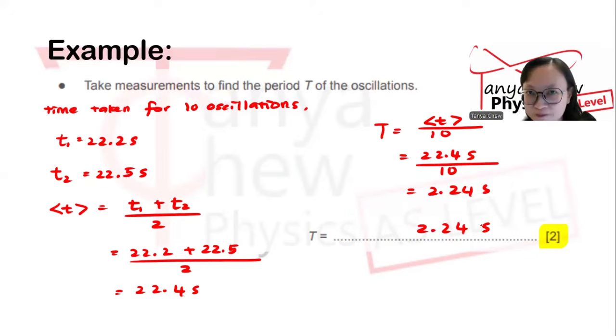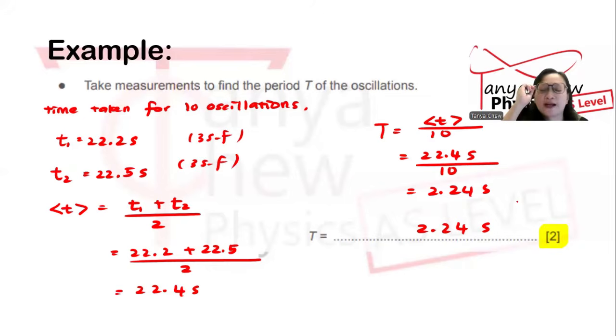Period cannot be measured, but can only be calculated. And since period is the calculated data, you have to follow the significant figures of its raw data. The raw data are the readings taken from the apparatus. Since the raw data has 3 significant figures, that is why my period is recorded to 3 significant figures.